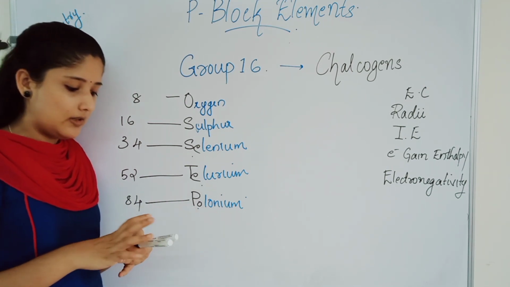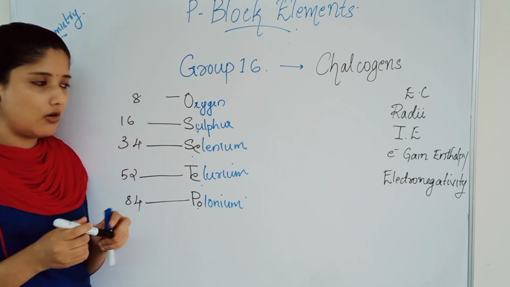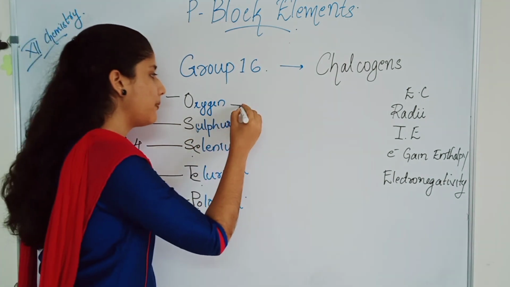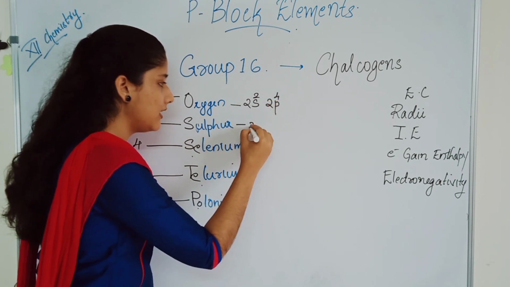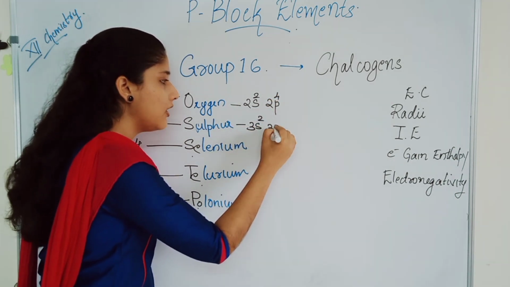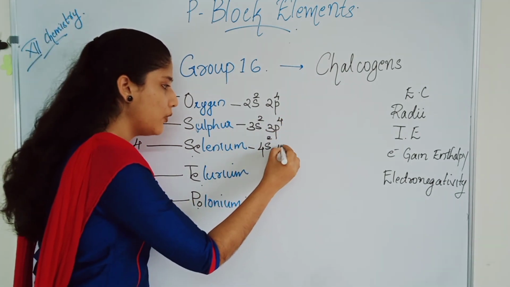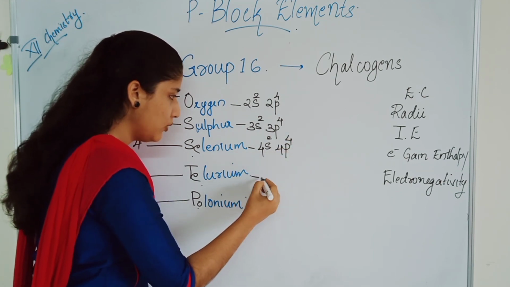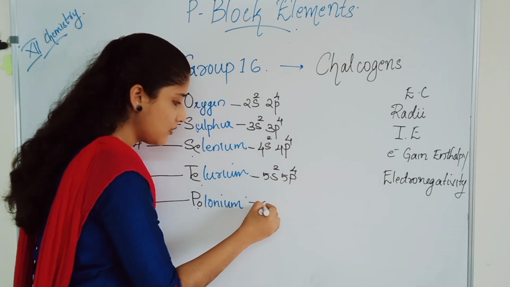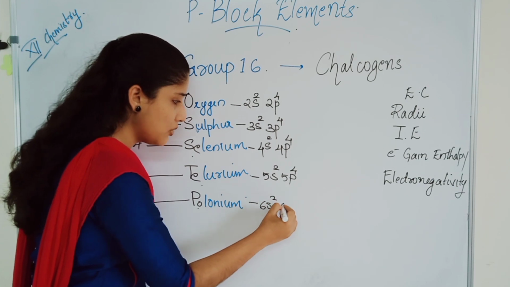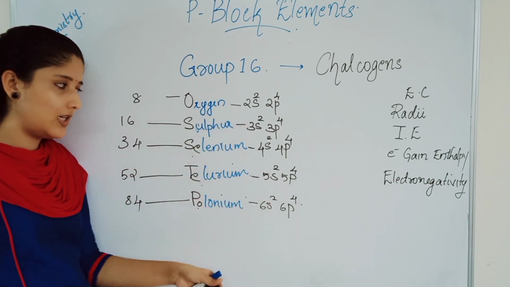Next is their electronic configuration. What is the outer electronic configuration? Let's study. For oxygen it is 2s2 2p4. For sulfur it is 3s2 3p4. For selenium it is 4s2 4p4. Tellurium is 5s2 5p4. And polonium is 6s2 6p4. This is the valence electronic configuration of group 16 elements.